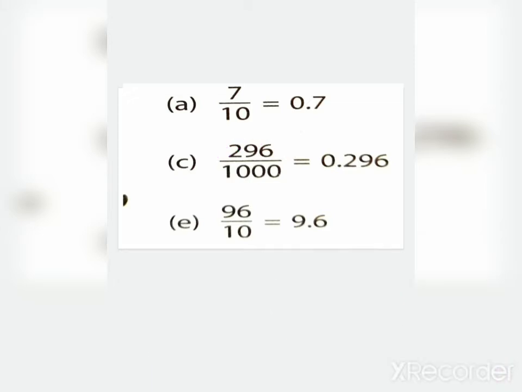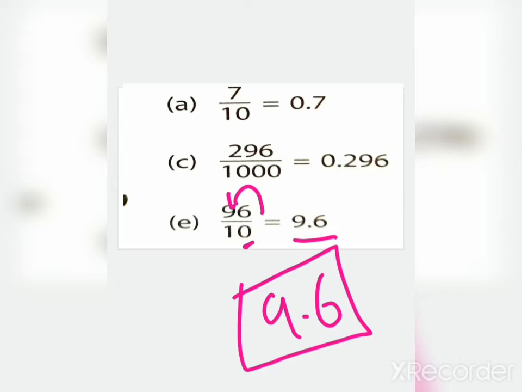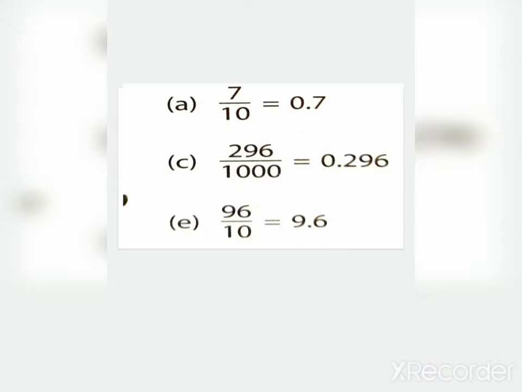Similarly, in this 96, how many zeros are there in the denominator? Only one zero is there in the denominator, so we will put a decimal before one digit. Starting from the right hand side, before one digit it will be 9.6, so the answer will be 9.6. This way you can convert the fraction into a decimal.